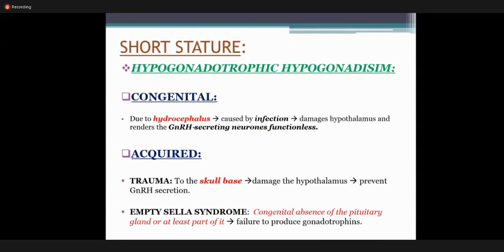Now coming over to the other cause, like short stature. Hypogonadotropic hypogonadism may be congenital. For example, if the girl has hydrocephalus, the GnRH secreting neurons are not functioning properly. It may be acquired secondary to trauma to the skull bone, that is damage to the hypothalamus. Or it may be an empty sella syndrome, congenital absence of the pituitary gland, or at least part of it.